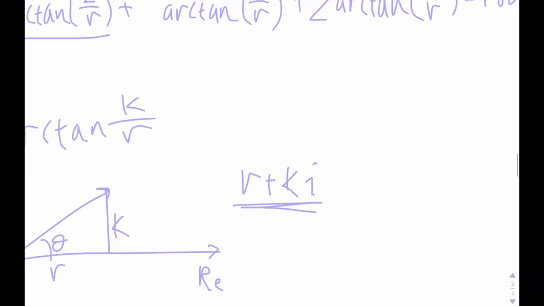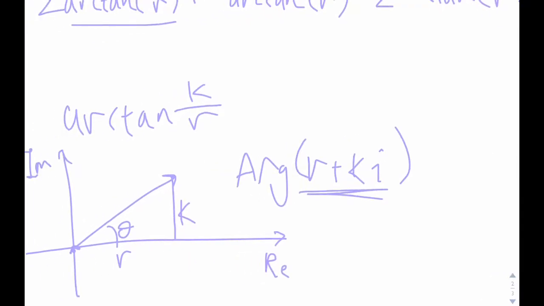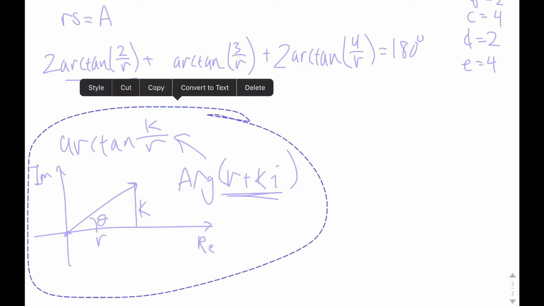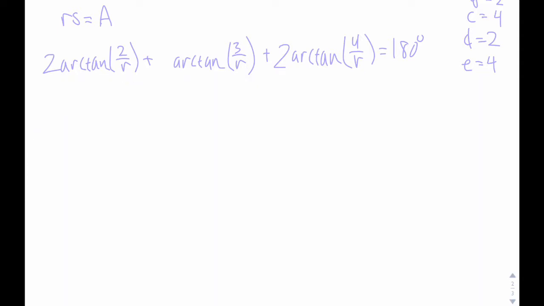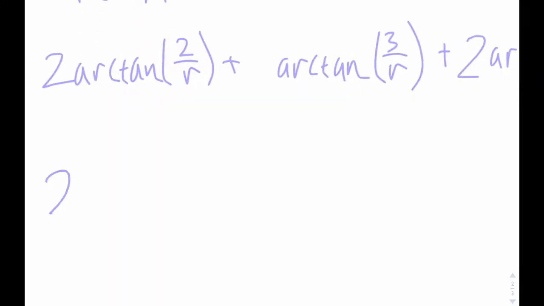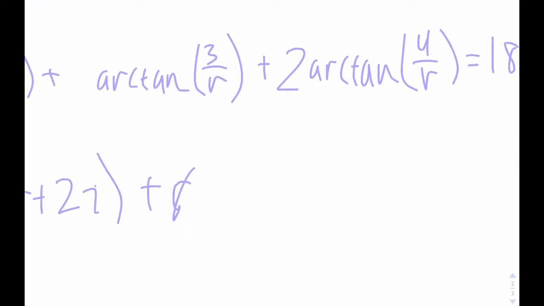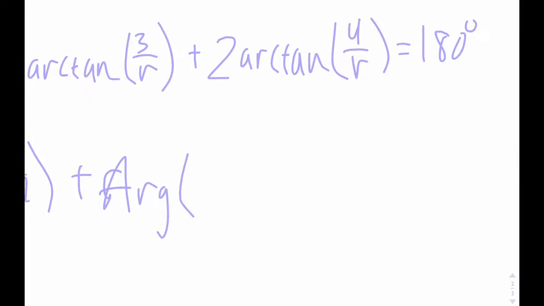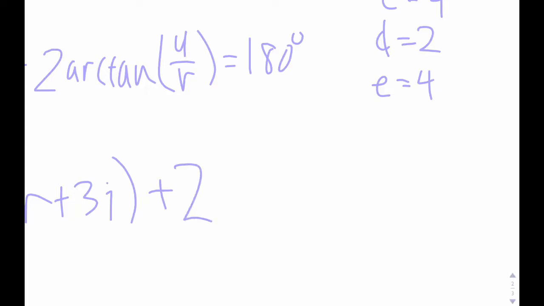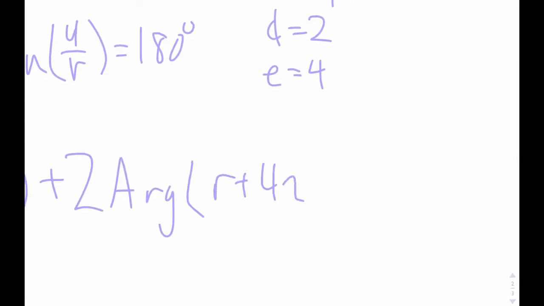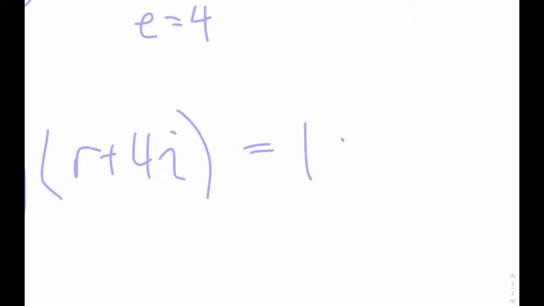And so we know that this complex number has an argument, and the argument is just the theta, or the angle, that the complex number subtends in the complex plane. So our argument will be equal to this. Now what we can do is take each of these numbers and represent them as arguments of different complex numbers. So we can say that this is 2 times the argument of r plus 2i, plus the argument of r plus 3i, plus 2 times the argument of r plus 4i. And we want this sum to equal 180 degrees.